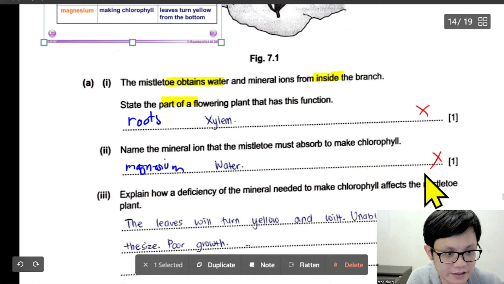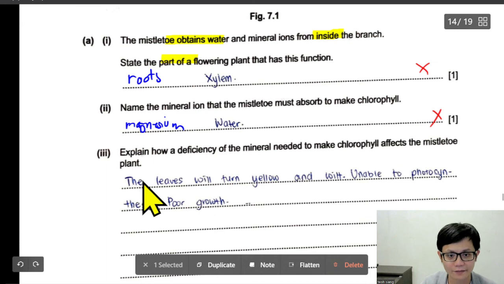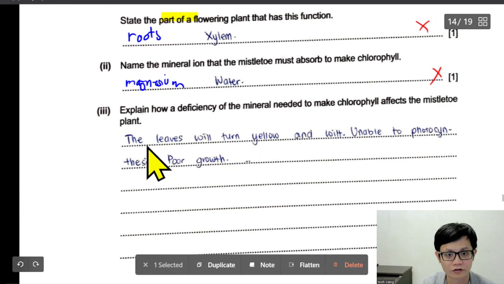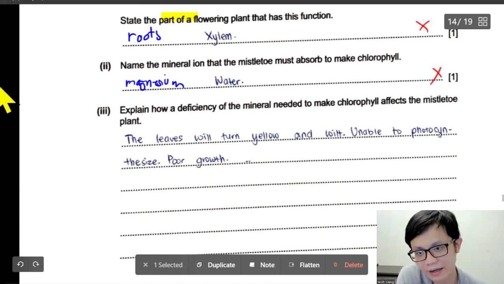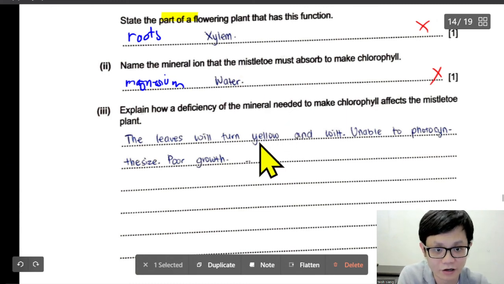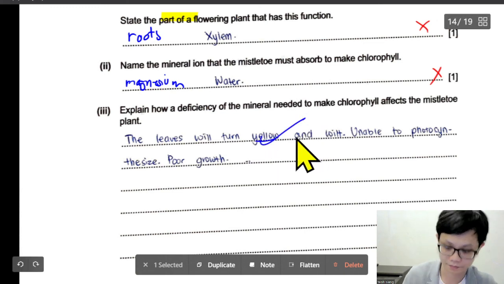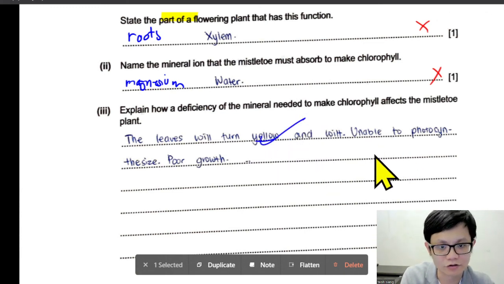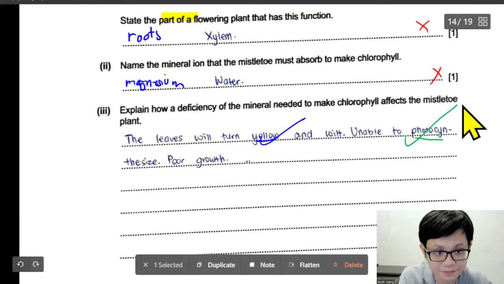Explain how a deficiency of the mineral needed to make chlorophyll affect the mistletoe plant. The leaf will turn yellow and wilt, unable to photosynthesize, poor growth. Okay, so for this one, the student at least makes it correct, but just write it in terms of a sentence. Like for example, the leaf will turn yellow and wilt. This one you will get 1 point. Then don't say unable to do photosynthesis. Of course, it's still correct. Okay, we just put it correct.